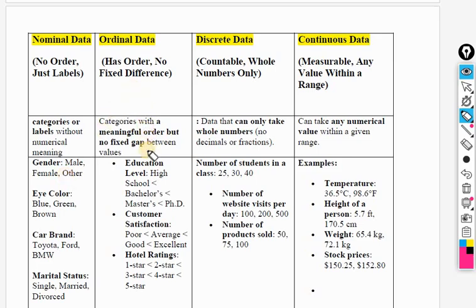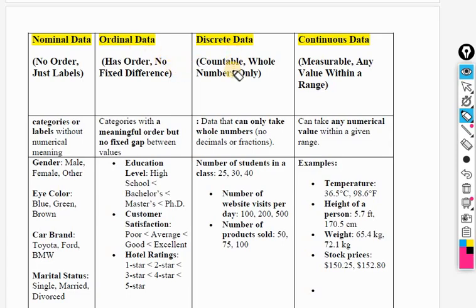Whereas ordinal data has a meaning in the order, but there is no fixed difference. For example, after high school we do the bachelor's, then the master's, and the PhD is at the top. There is a meaning in the order. Another example is customer satisfaction: poor, average, good, excellent, with excellent being the high priority. All these kinds of data types are classified under the ordinal data type.